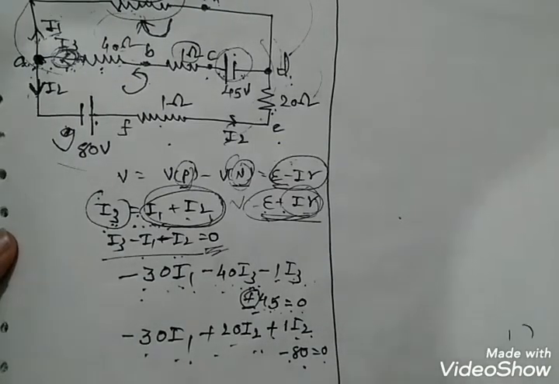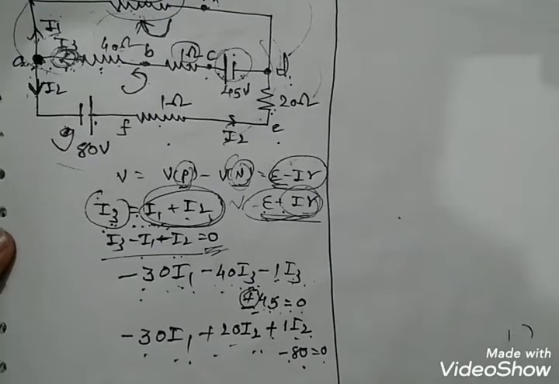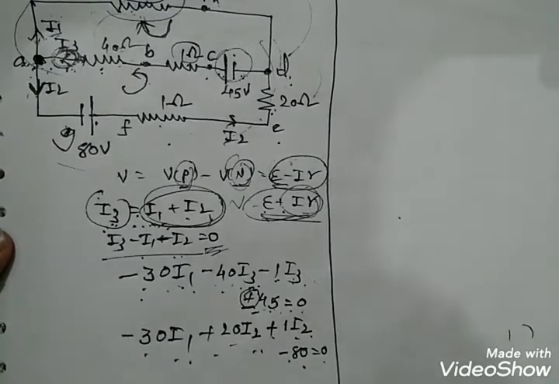This is the Kirchhoff second rule, the loop rule, for a closed loop.